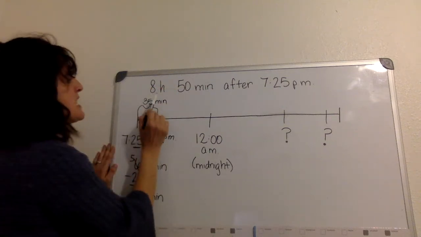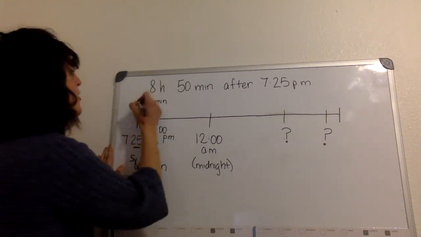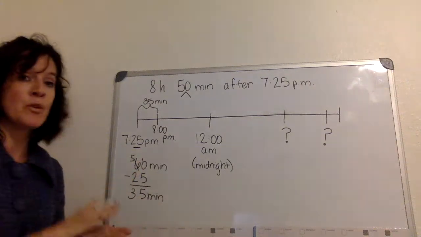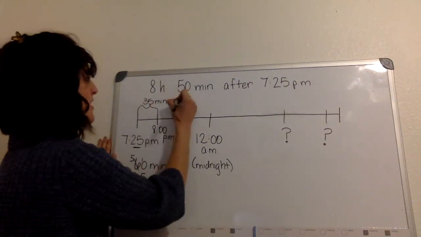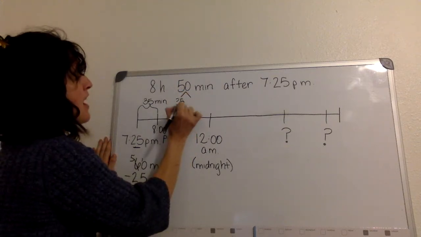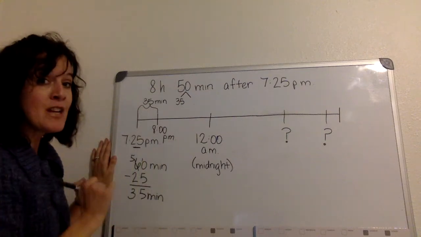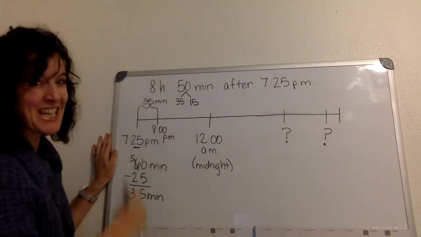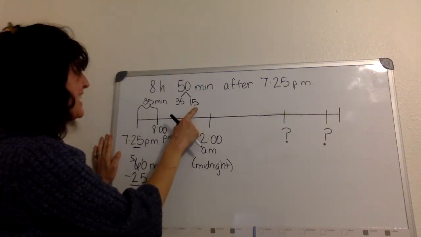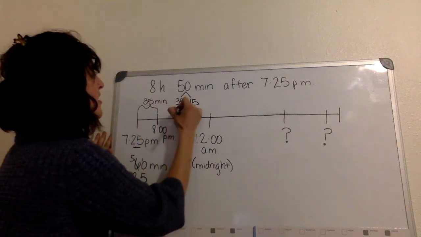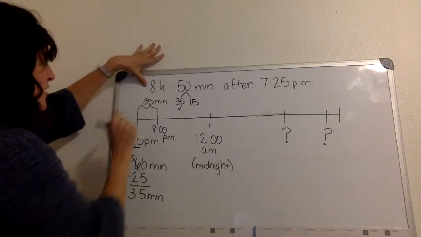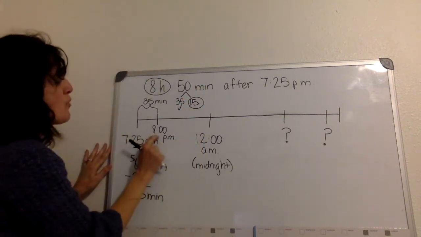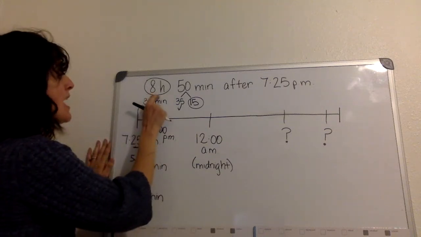So we know that we need to go 8 hours and 50 minutes altogether. We've already taken care of 35 of those minutes. Let's go ahead and break up my 50 minutes into two separate parts. Okay, so we've got 35 minutes over here, and then 35 plus what is 50? I gave you the answer. 35 plus 15 is 50. Okay, so we've already taken care of my 35 minutes. Now we've got to deal with my 8 hours and my 15 minutes, and we'll worry about that at the very end.